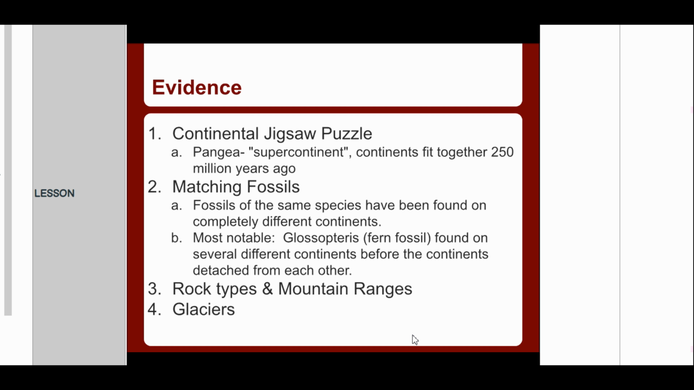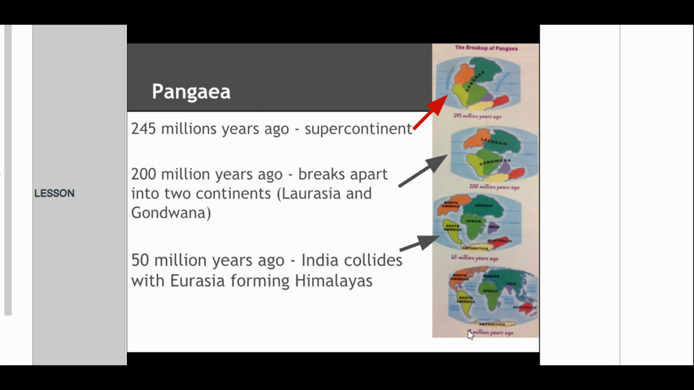And then the last thing is taking a look at glaciers and how oceans rise and fall and move into the glaciers and tracks, and you can kind of track all of that and map out all of that. So all of these things are going to come together to give us evidence for the continental drift theory.